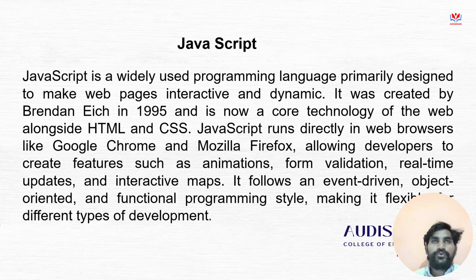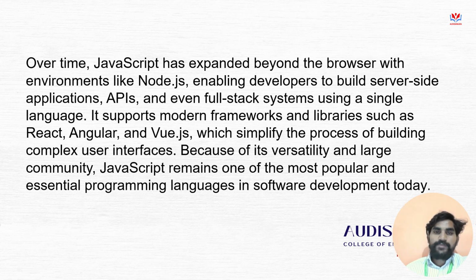JavaScript runs directly in web browsers like Google Chrome and Mozilla Firefox, allowing developers to create features such as animations, form validation, real-time updates, and interactive maps. It follows an event-driven, object-oriented, and functional programming style, making it flexible for different types of development. Over time, JavaScript has expanded beyond the browser with environments like Node.js and React.js to build server-side applications, APIs, and even full-stack systems using a single language.